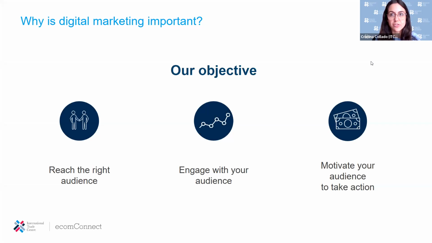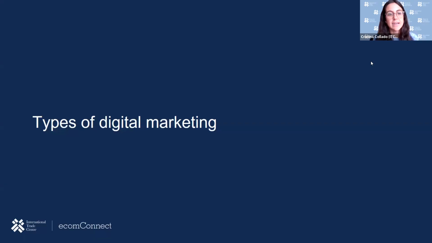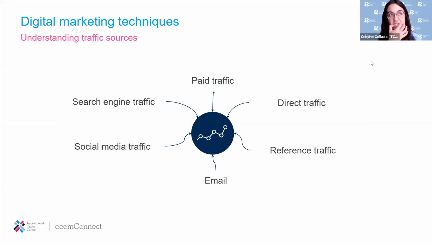So apart from generating trust, digital marketing is about reaching the right audience, engaging with your audience, and motivating your audience to take action. So these are, in general, the three main objectives of digital marketing. And now we're going to have a look at the types of digital marketing and also the different sources of traffic, because it's important to understand where the traffic comes from, because that will allow us to see which digital marketing techniques to apply to our business.